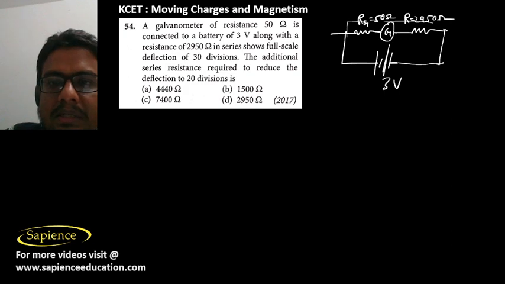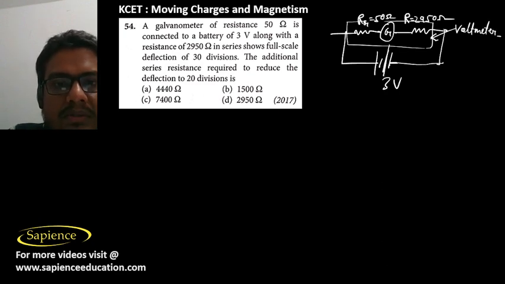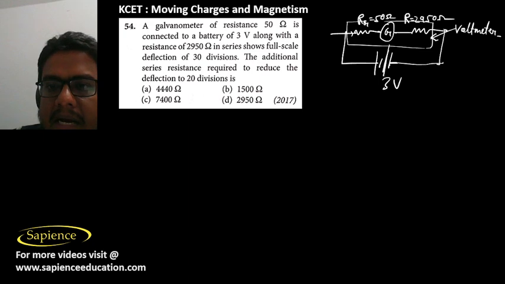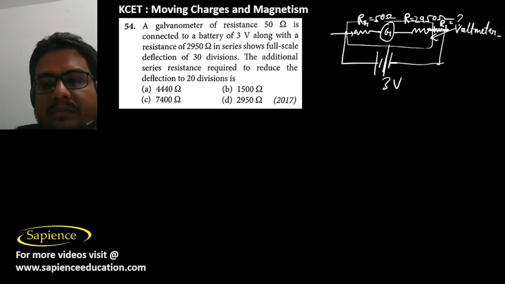Therefore, this part is acting as a voltmeter. It shows full scale deflection of 30 divisions when connected to a battery of 3 volts along with the series resistance. The additional series resistance required to reduce the deflection to 20 divisions is? So one additional resistance we should connect, which is suppose R1. So R1 should be how much to reduce the deflection to 20 divisions.